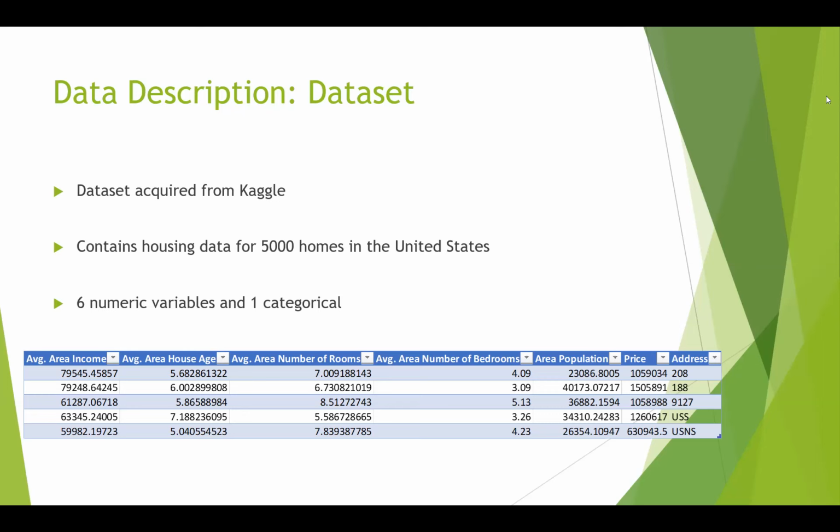One thing that's important to note is that for the first 4 variables, these are the averages of all the houses in the area. So for example, if you bought a house in Detroit, it's going to show the income for what an average house in Detroit would be, rather than the income for the person who bought the house. As you can see, we've got average area income, house age, number of rooms, number of bedrooms. And then there's area population and price, which are not averaged out. And then at the end, it's abbreviated, but it has their exact address.